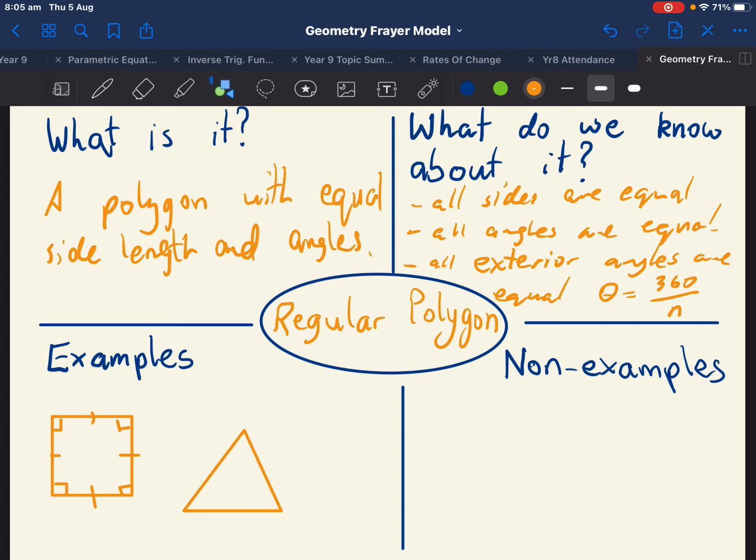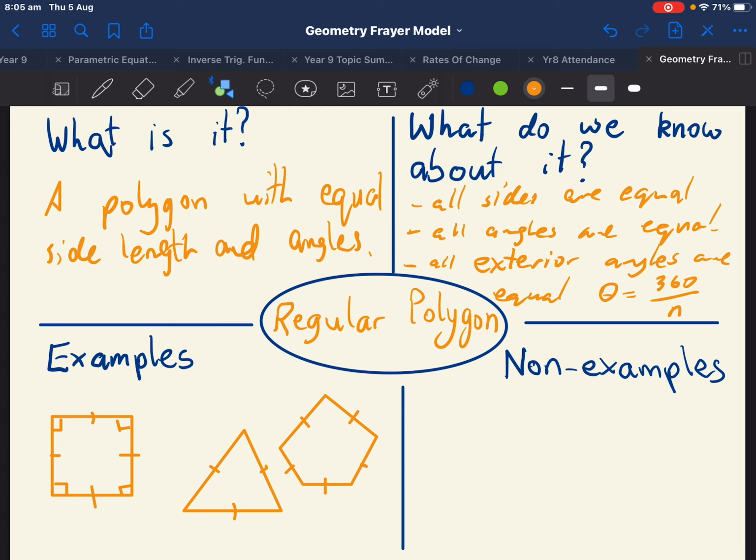There we go. It's close enough. That would be a regular triangle. And another example, if you want to push yourself, you could attempt to draw a regular pentagon, and you may have had more success than I just did then.